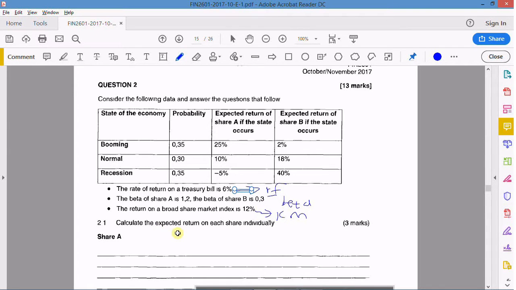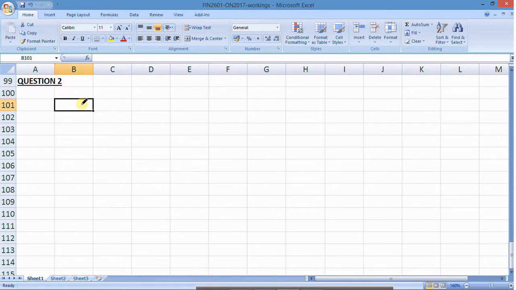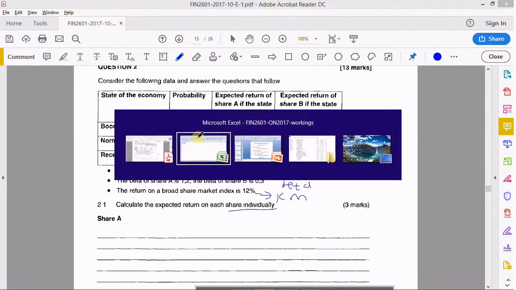Right, calculate the expected return on each share individually. Expected return means use the table method. For each one. So share A. I'm going to do it this way. Probability.